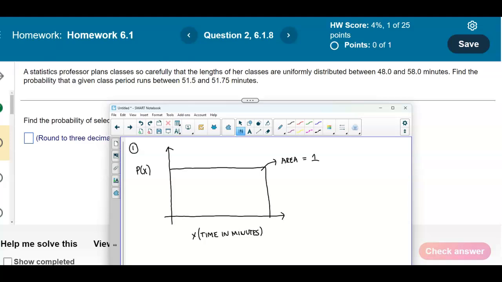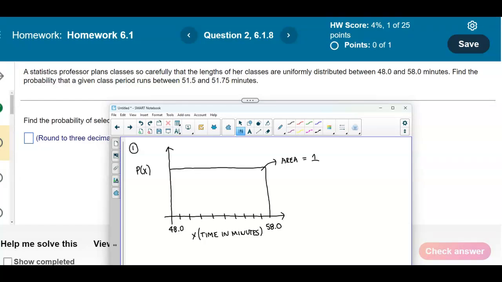Okay. Now, we want to find the length of the uniform distribution, and the length is the difference between the maximum and the minimum values. So it's in between 48 minutes and 58 minutes. So here's 48.0 minutes, and this is 58.0 minutes. So that means in between we have 49, 50, 51, 52, 53, 54, 55, 56, and then 57.